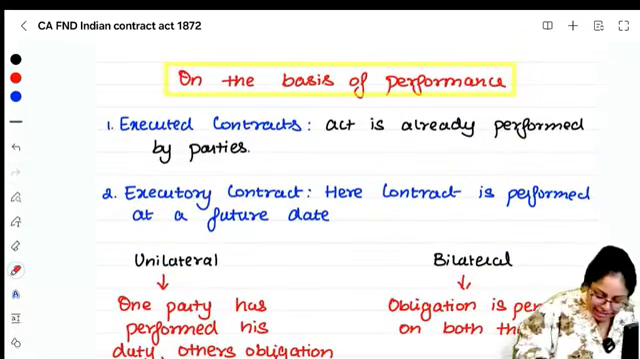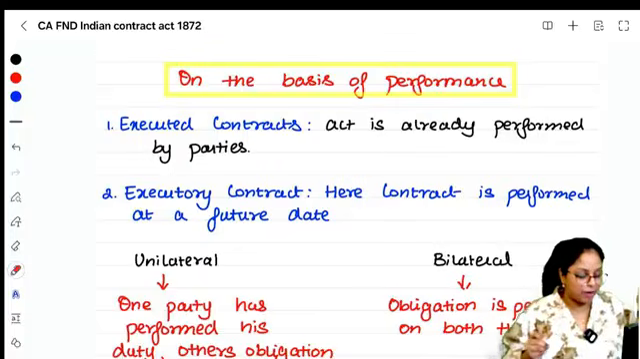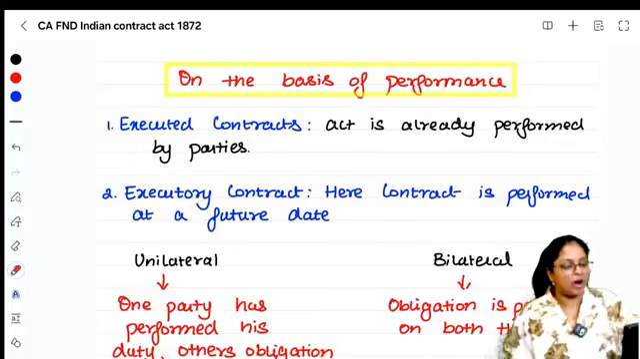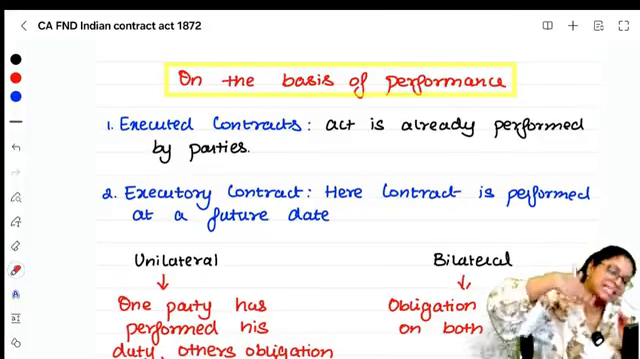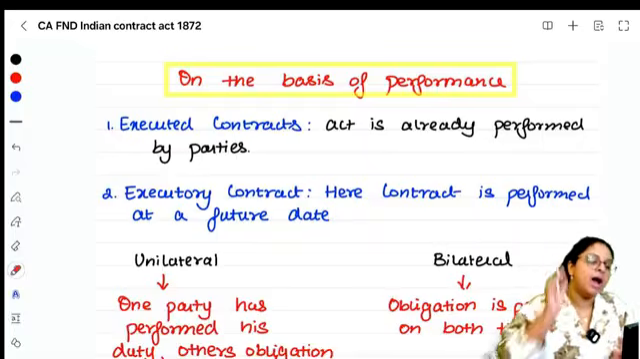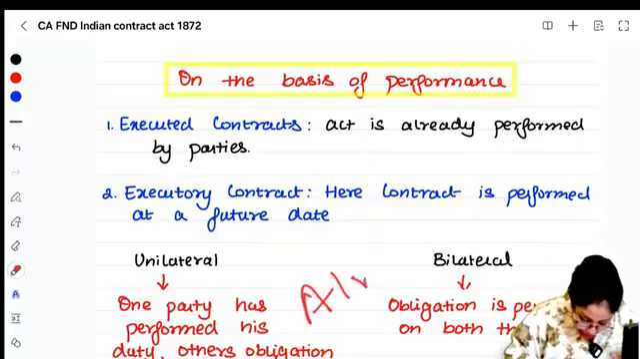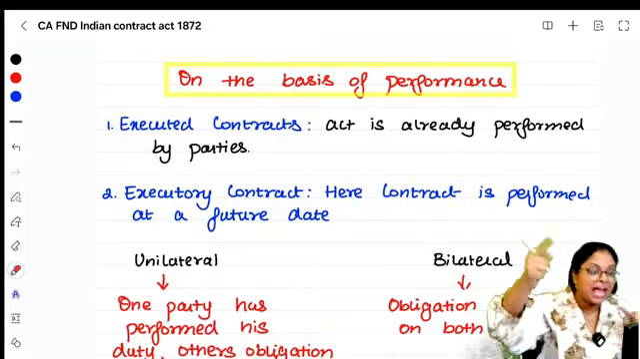Is it clear? Next, let's go to types of contract based on performance. Based on performance, it is executed contracts or executory contracts. Executed means we're talking about the past. You have fulfilled your performance, and I also have fulfilled my performance. Very good, Bhuneshwari. Both of us have fulfilled our performance. It's already performed. That is executed.